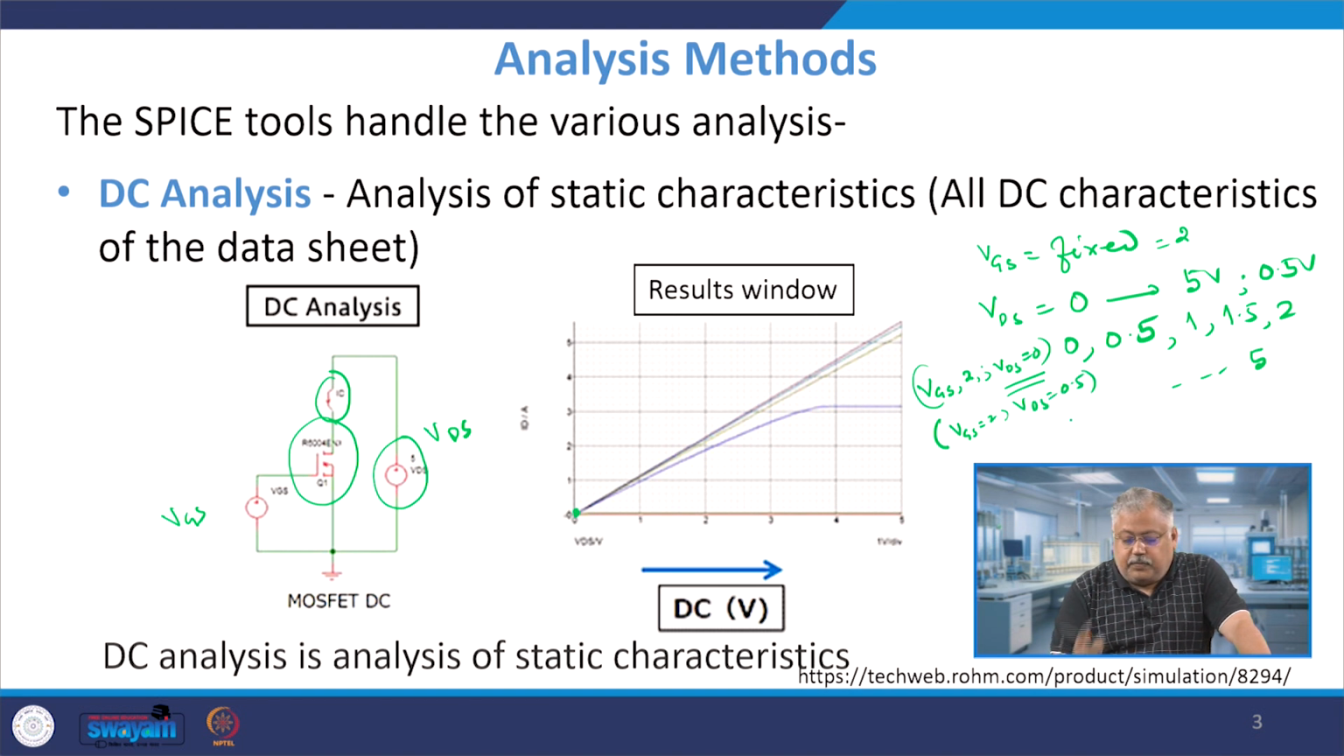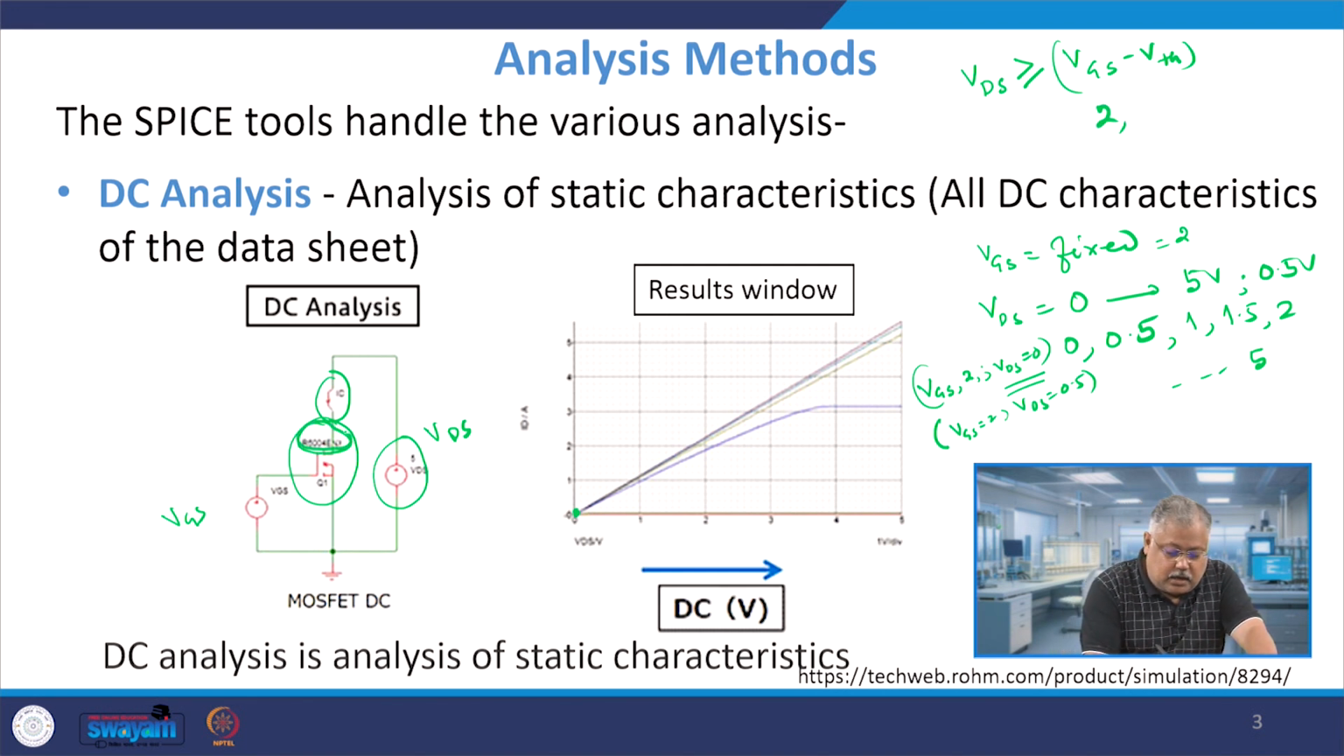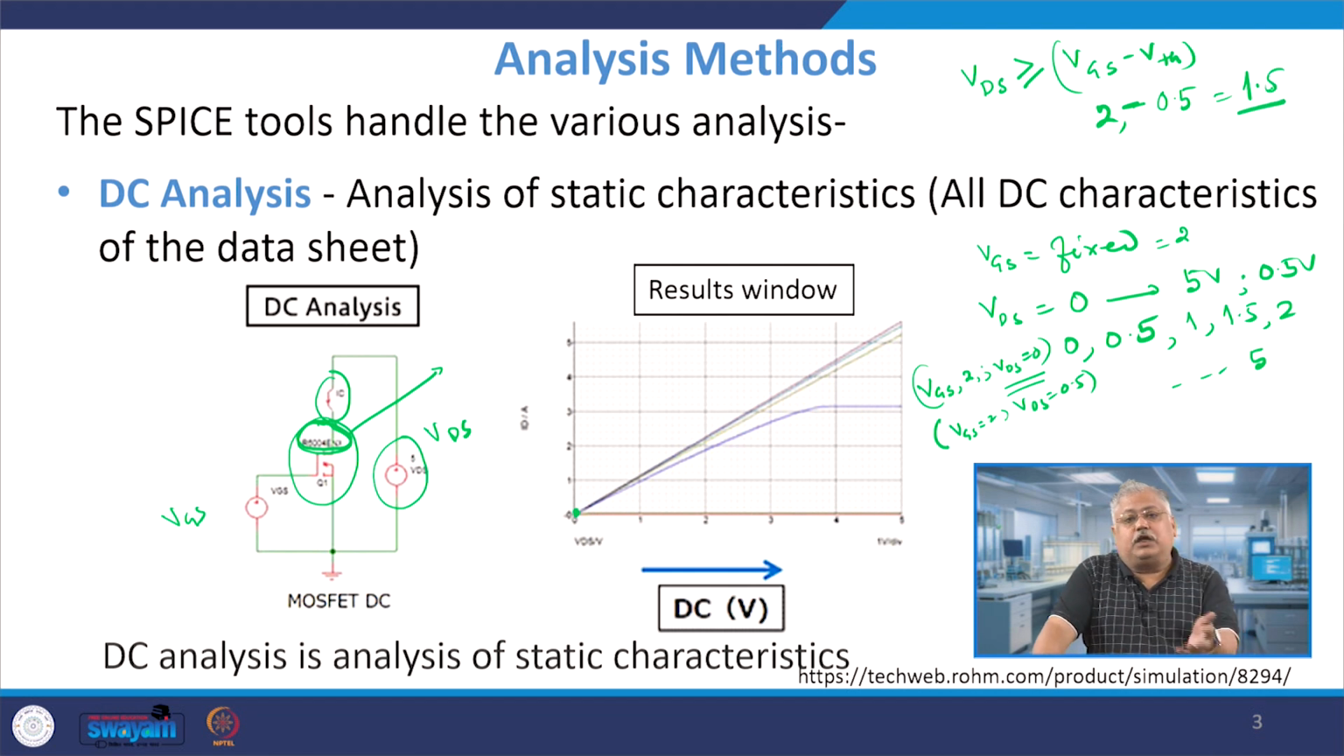Now, let us come to the second point, when VGS equals 2 and VDS equals 0.5. Please understand how SPICE will determine that this is in non-saturation, because if you remember, the saturation condition was that VDS should be greater than VGS minus VTH. If your VGS is 2 volts, and since this MOSFET's name has been extracted, this name will have threshold voltage as one of the model parameters. So, internally it will automatically subtract the threshold voltage. Let us suppose threshold voltage is 0.5, then it will come out to be 1.5. So, any VDS value greater than 1.5 will be assumed to be in saturated condition. Anything less than that will be considered in the linear region.